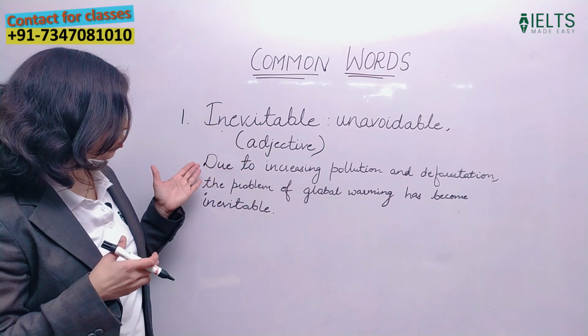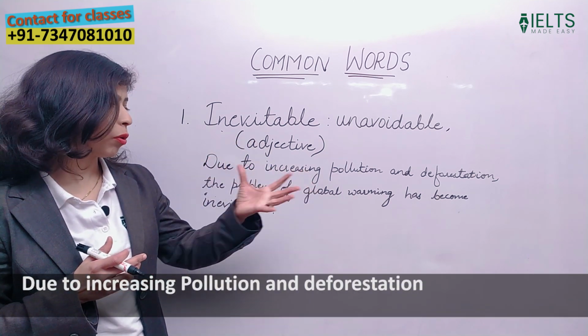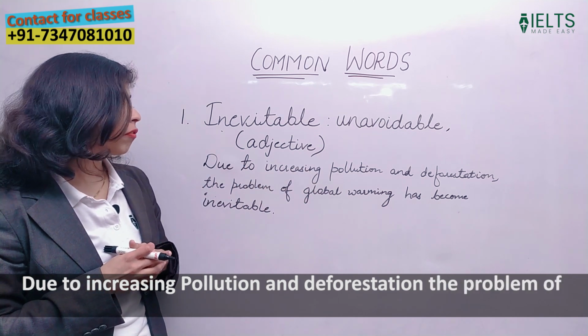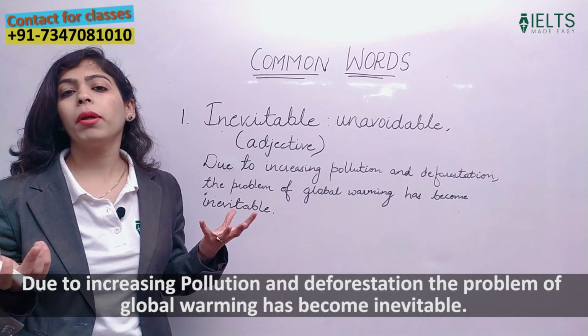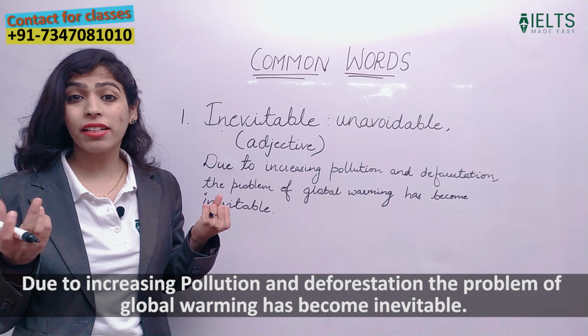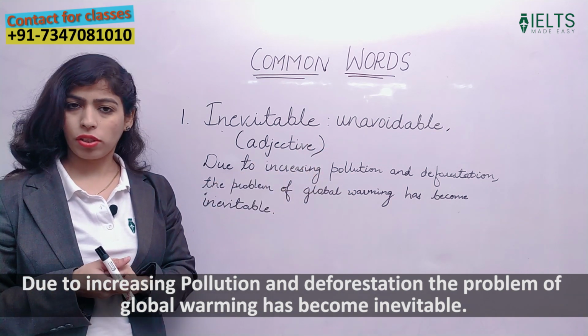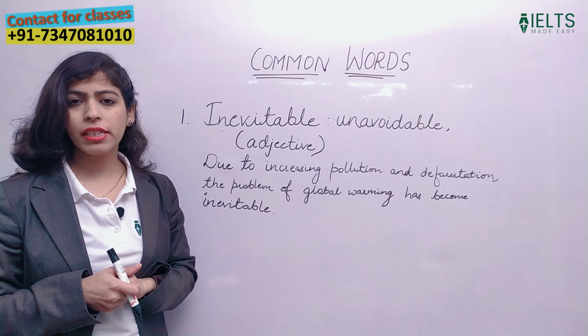I have given an example also. Due to increasing pollution and deforestation, these are the true problems. Due to increasing pollution and deforestation, the problem of global warming has become inevitable. So the problem of global warming has become inevitable. It is unavoidable because of these two issues. So this is the way we'll be using our first word. Let's proceed with the second one.